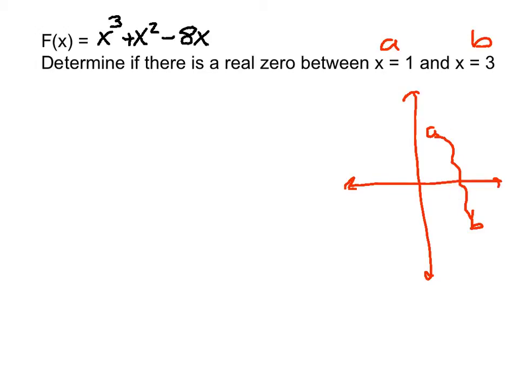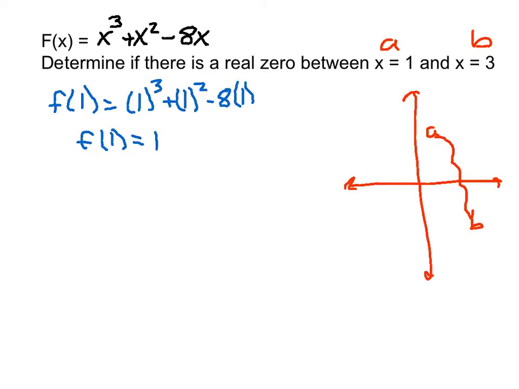So let's do that. Let's find f of 1. We'll plug in our first value and we'll see what we get. So when we plug in 1, we get 1 to the third plus 1 squared minus 8 times 1. So our function evaluated at 1 gives us 1 plus 1 minus 8, which is negative 6. So if we were to mark that point, we would have the point (1, negative 6), which would be maybe right here. Maybe that would be our first point. Let's label this our A.